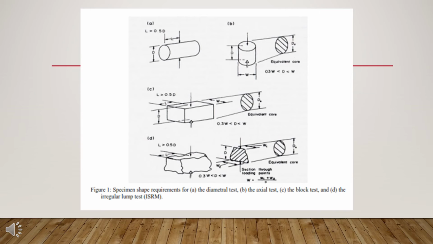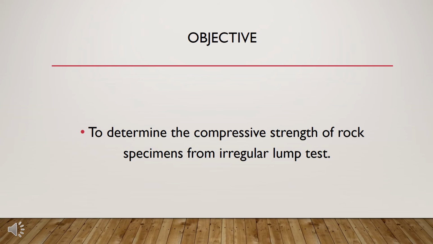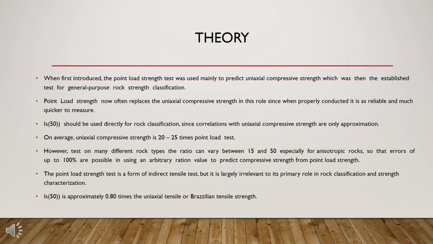In figure 1, specimen shape requirements are shown for A, the diametral test, B, the axial test, C, the block test, and D, the irregular lump test, ISRM. Objective: to determine the compressive strength of rock specimens from irregular lump tests.